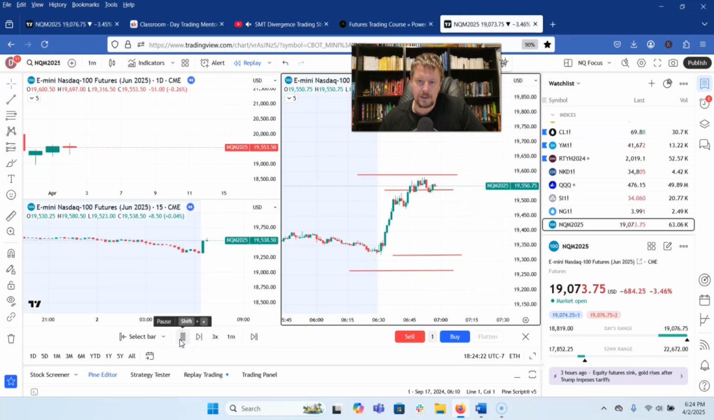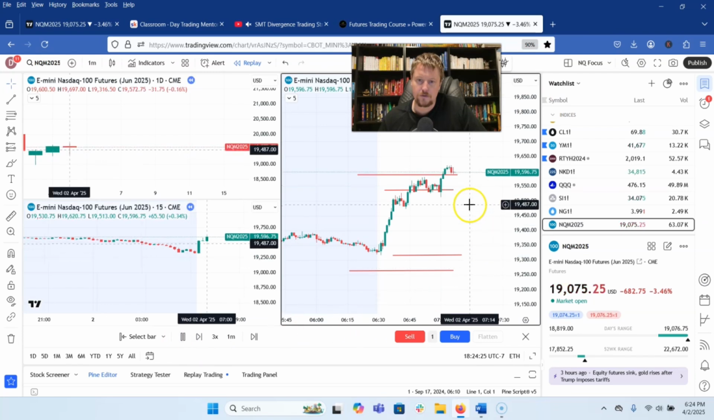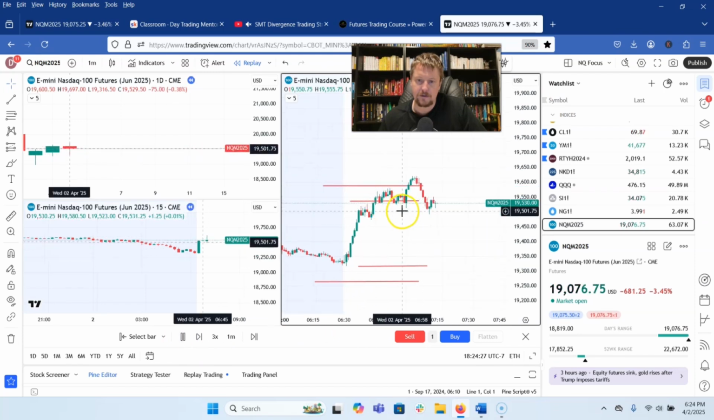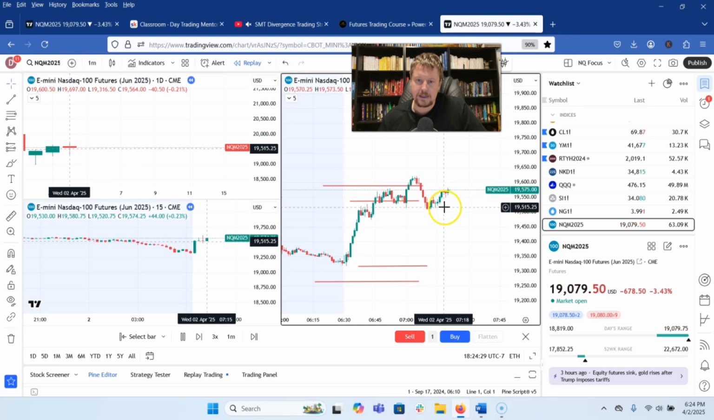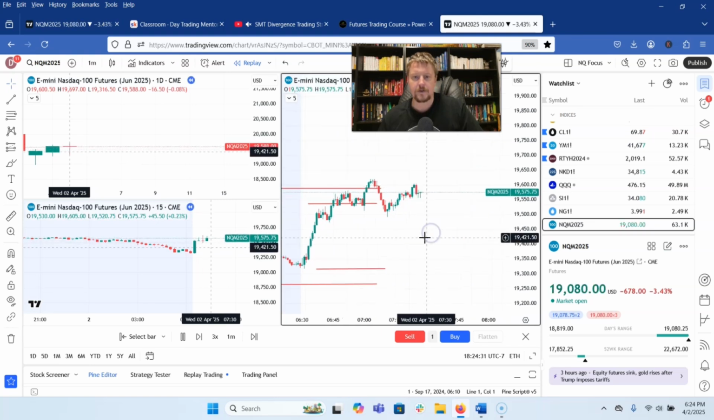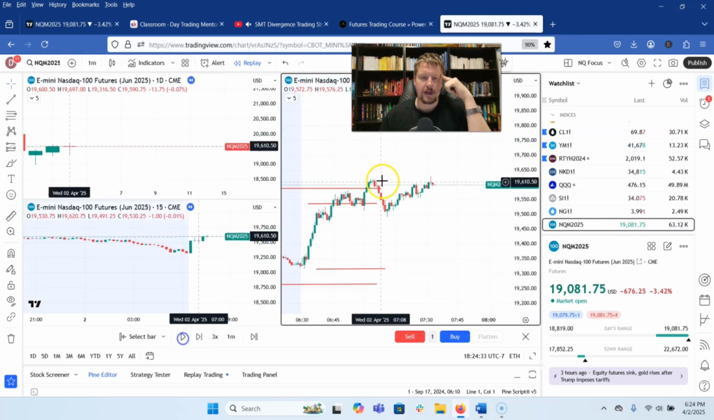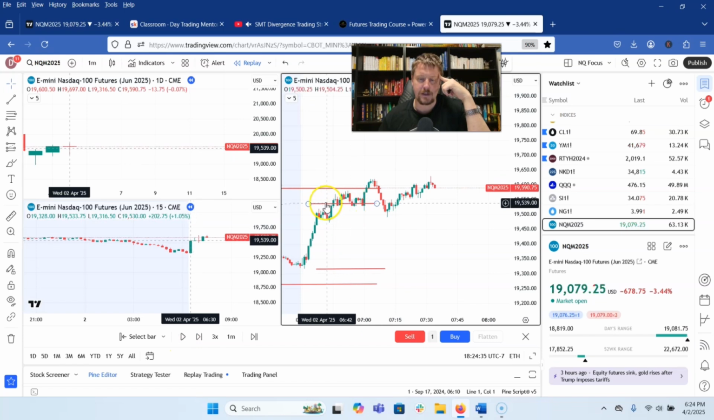Boom, retest. Boom. And then you see how we came down to that level? We came back, we tested it again, and then we had another bounce off of it. And if you look at what happened here, this is our 15-minute ORB, right? We bounced off of that.